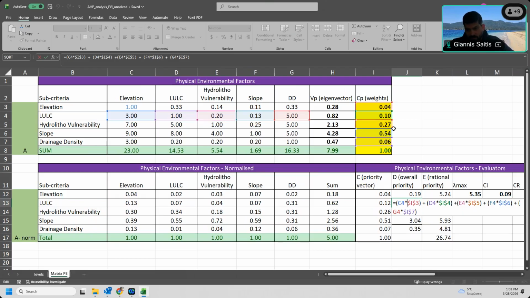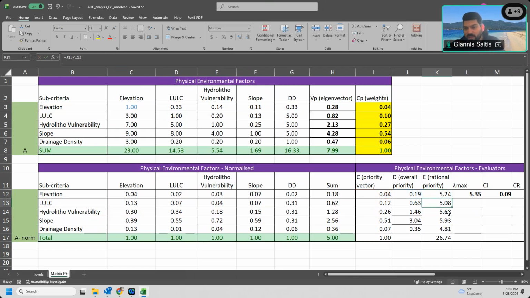Okay, this is how it goes, because the weights now are for each specific criteria, and this is how you calculate the overall priority. And you calculate that in order to use it for the rational priority, which is the division between the priority vector and the overall priority. That's why we calculate this. Okay, and this is the rational priority. Rational because of our thinking, let's say.